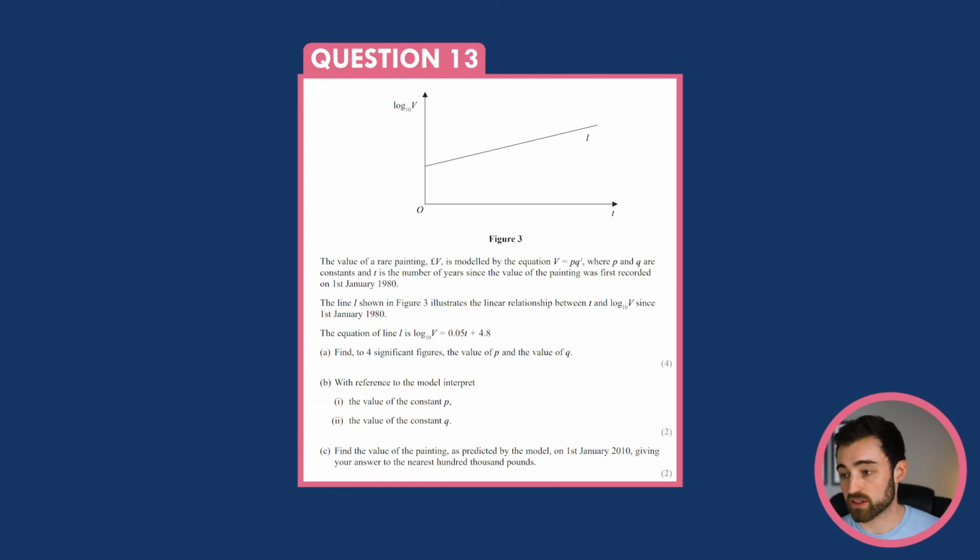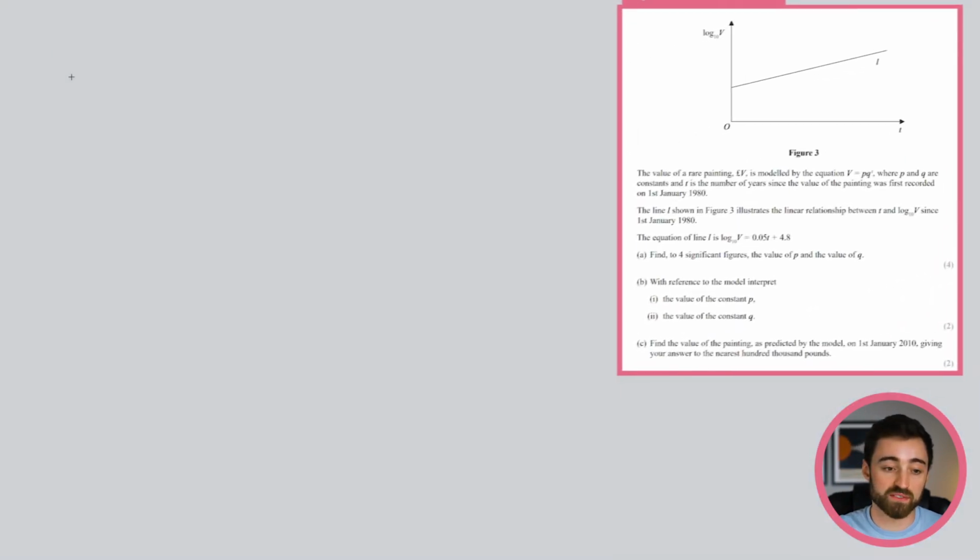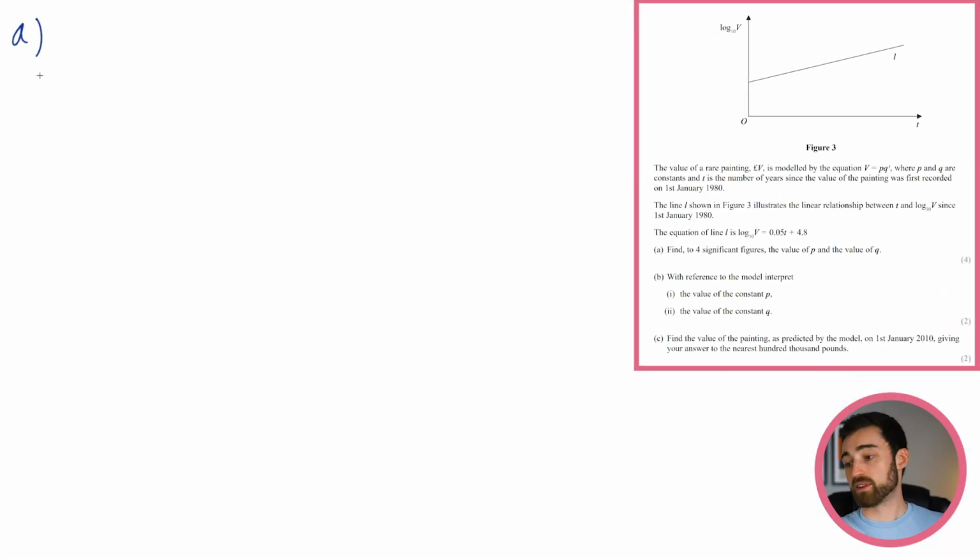The line L shown in figure 3 illustrates the linear relationship between t and log 10 of v since the 1st of January 1980. The equation of this line L, it's like a y equals mx plus c, isn't it? It's log 10 v equals 0.05t plus 4.8. Find to 4 significant figures the value of p and the value of q.